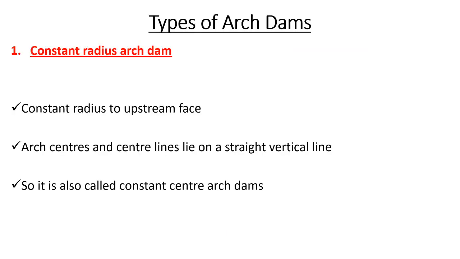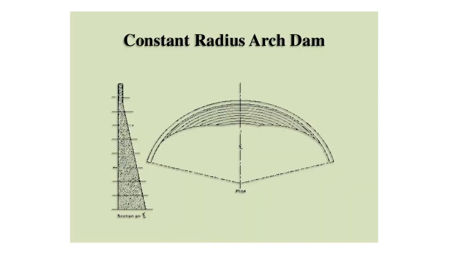Now let's move on to the different types of arch dam. There are three different types of arch dam. The first one is the constant radius arch dam. In a constant radius arch dam, there will be a constant radius to the upstream face of the dam. For example, if you see this figure, this is a typical example of a constant radius arch dam. In this constant radius arch dam, see, this is the upstream face of the dam.